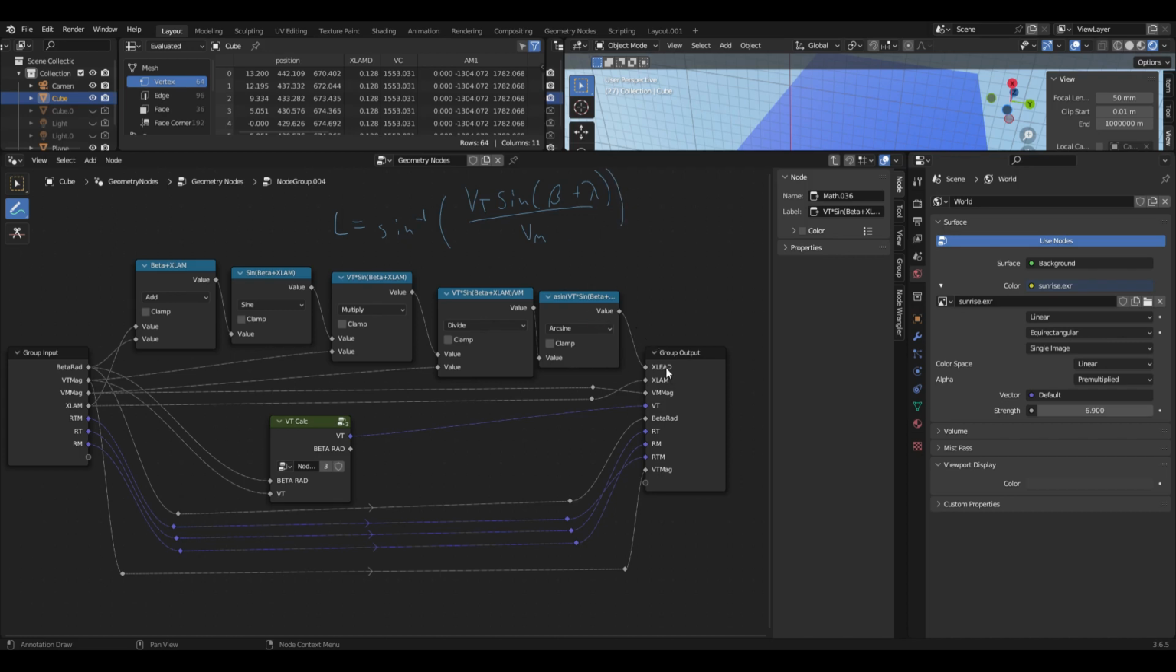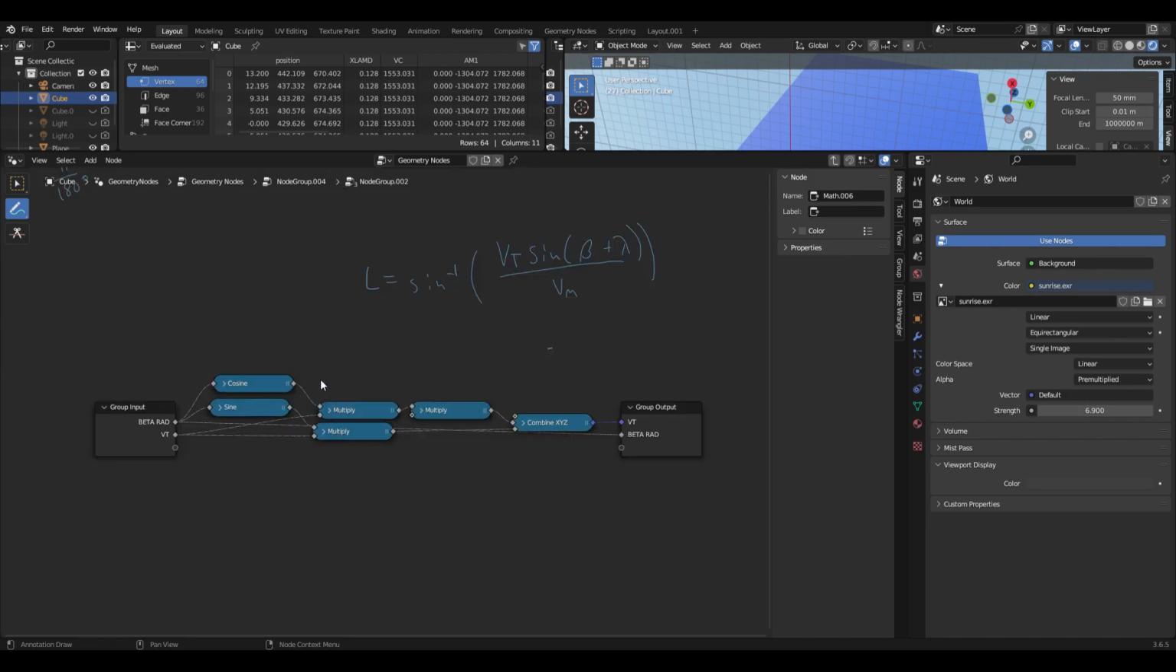Then I need to divide that by Vm, and then take the arc sine of that whole thing. And so that's really the main thing in this block, other than the VT calc, which is pretty simple. You just have the beta and the VT magnitude read in.